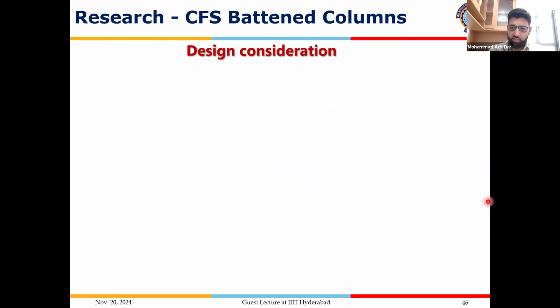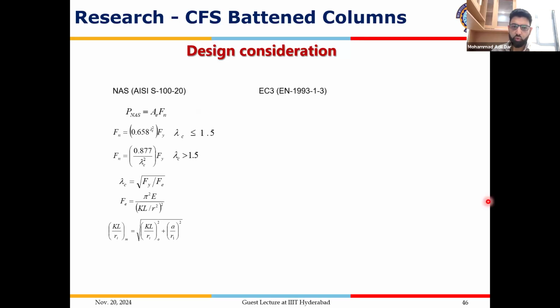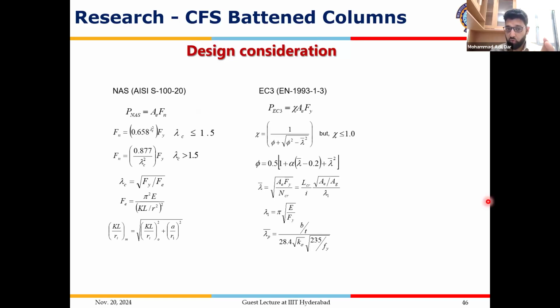Now, moving on to the design considerations. In the American code, AISI S100, these are the set of equations that we use for designing a cold-formed steel built-up column. These are the set of equations from Eurocode, but please be mindful that both of them are applicable to open sections comprising two elements in a back-to-back orientation.